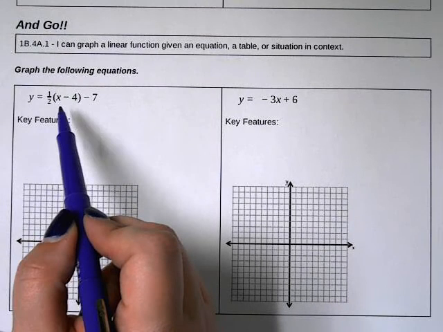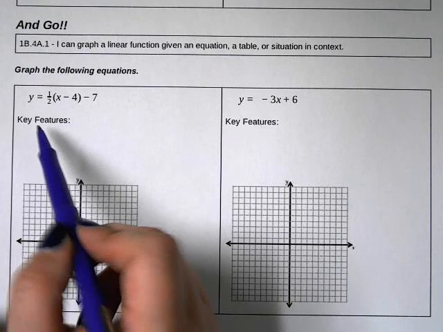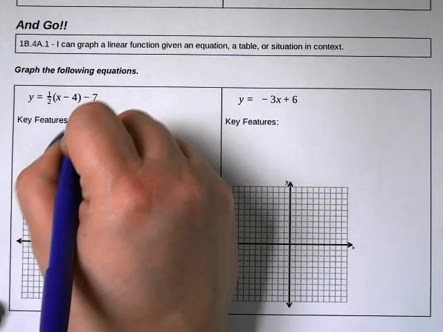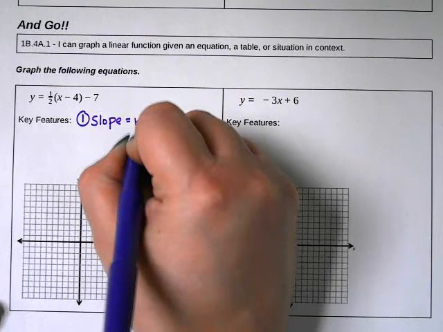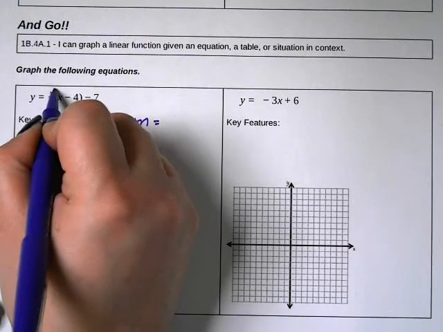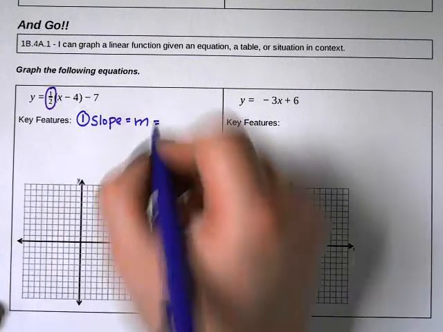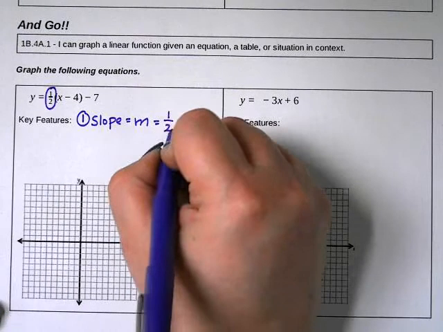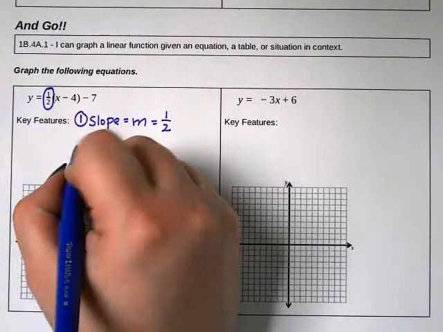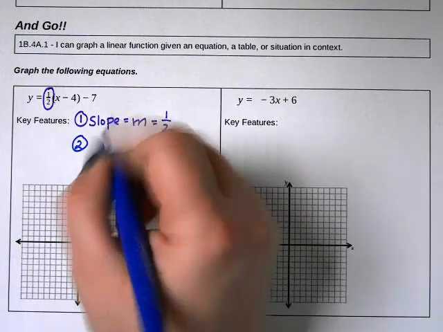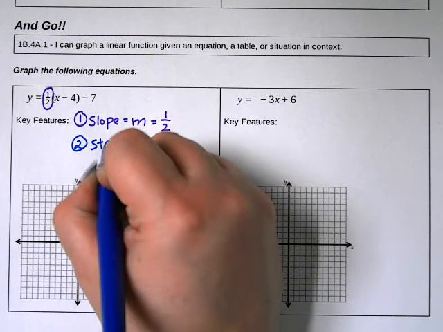And if we look here, there are two things you should be able to pull out. There are two key features. The first thing is your slope, which we know we use m for slope. The slope is the number that's being multiplied in front. So that's that 1/2. Then the other thing that we can always get from our equation is our starting point.